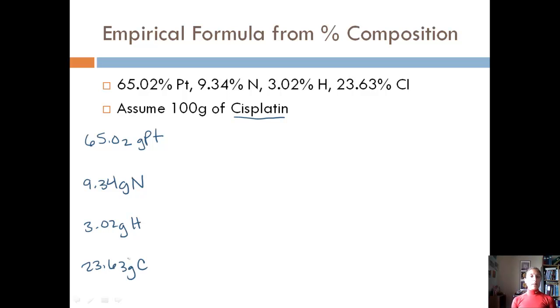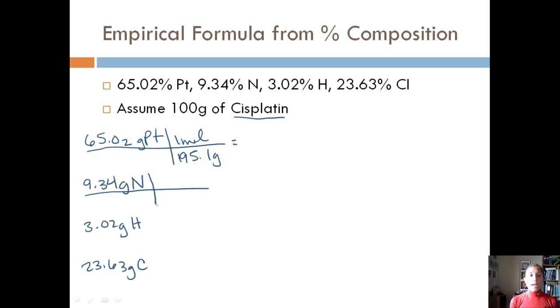Okay, so we've got our first step out of the way. We found the masses of all our elements. Now the second step is to convert to moles, because that's how we're going to compare all of our elements to each other. And we know that the way to convert between grams to moles is to use atomic mass, which we can find on the periodic table. So platinum's atomic mass is 195.1 grams for every 1 mole.